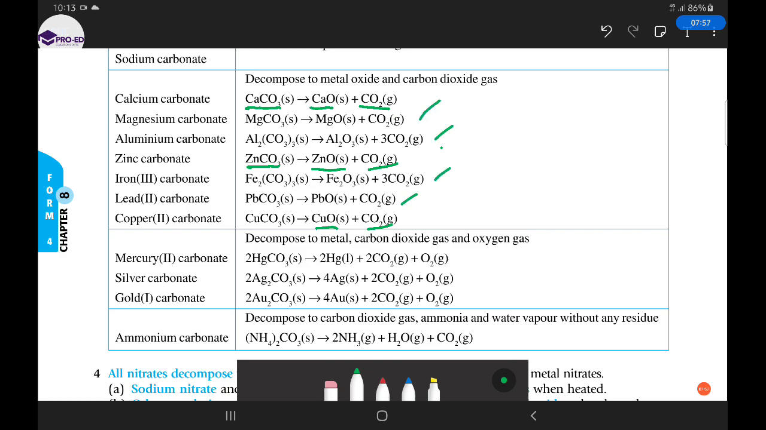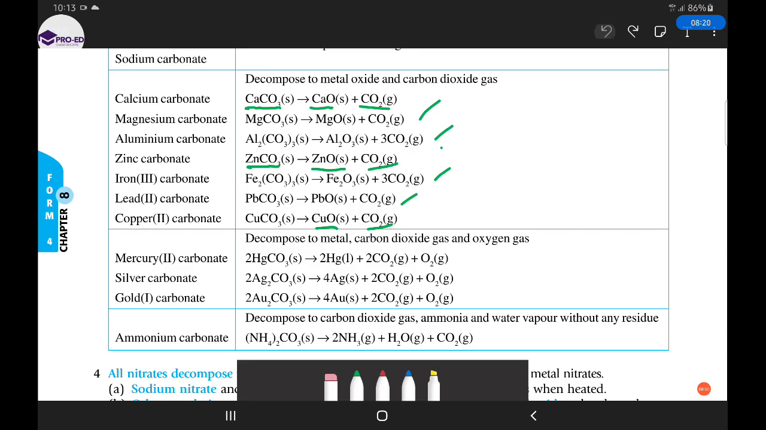Okay, so this is the second group. The first group was sodium and potassium, following the reactivity. Both of those are so stable when in a carbonate form that they do not decompose. Calcium to copper carbonate, when you heat them up, they immediately decompose. They form a metal oxide and they will release carbon dioxide gas. So that's that group.